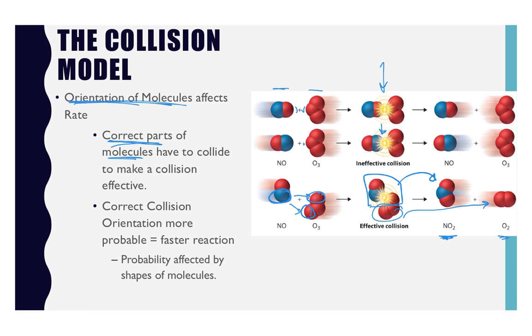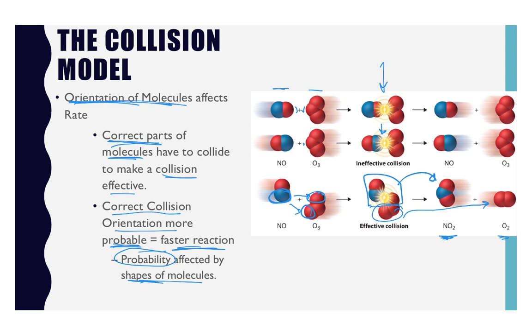So you have to have the correct parts of the molecule. In other words, specific atoms have to hit other specific atoms to make a collision effective, to make a bond break and a bond be made. If the correct collision orientation is more probable, you're going to have a faster reaction. So how do you make a more probable orientation? Well, that's affected by the shapes of the molecules.